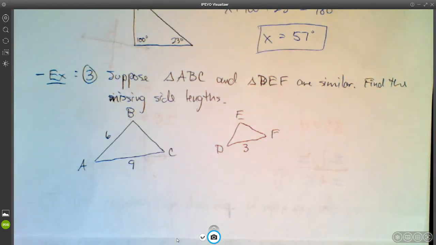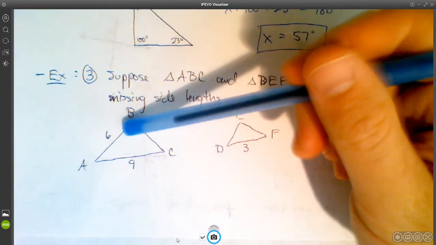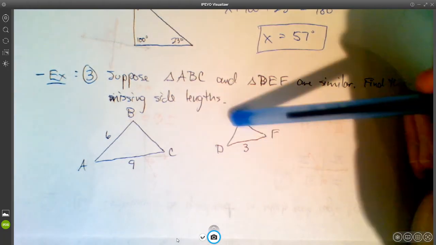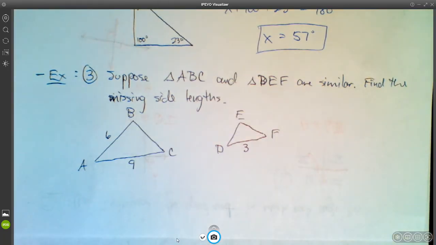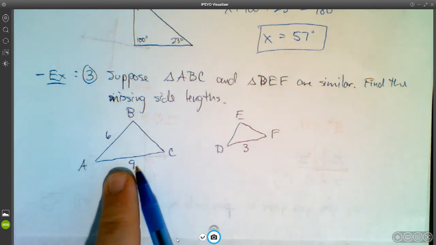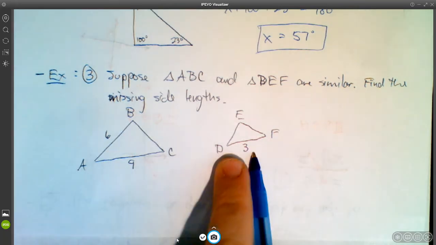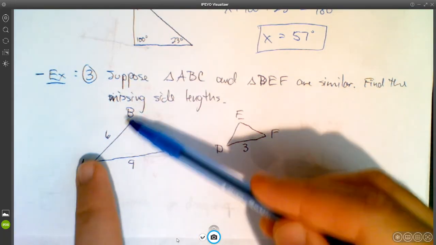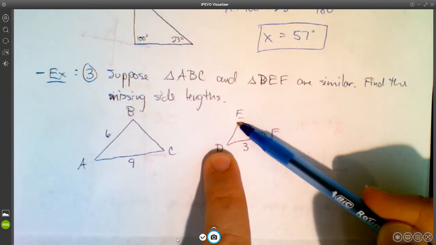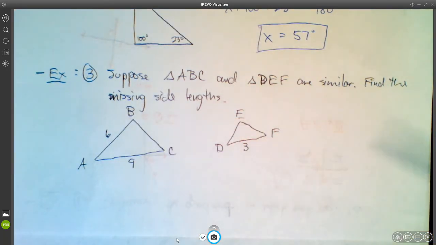So now, find the missing sides. So we want to find this side. We also want to find these two sides, right? So how are we going to do that? Well, we know that ABC is similar to DEF. That means that the ratio of this side to this side is the same thing as the ratio of this side to this side. So that gives me a way to find out what the length of DE is.